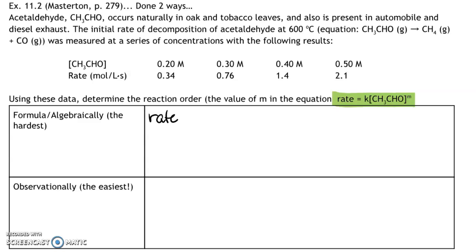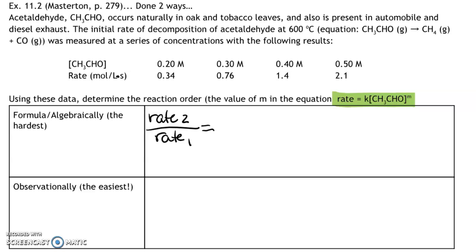So you'd have rate 2 over rate 1. And we do have our rates given to us. Notice that that is moles per liter times second. So that is basically molarity per second, like we had in our previous example. Okay, so we have two rates.